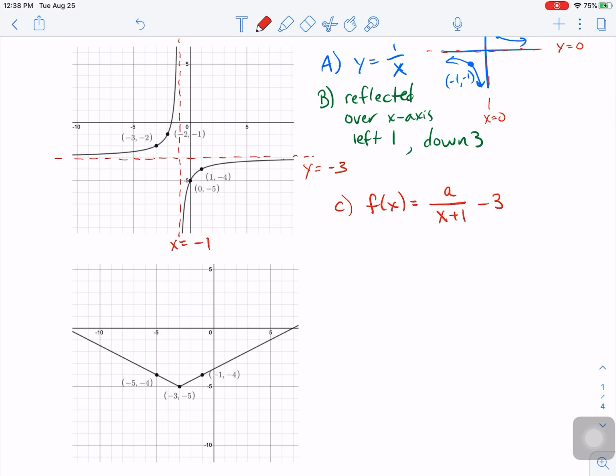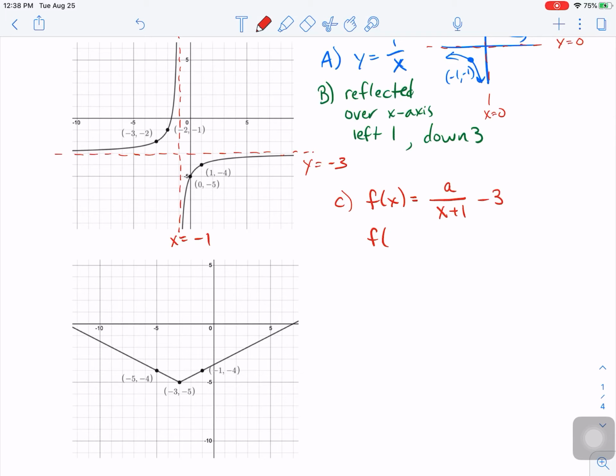What I'm going to do is plug in a different point. Let's do f of 0. Is that a good choice? Yeah, I think so. So we're about to find out. F of 0 would be equal to a over 0 plus 1 minus 3. Well, f of 0 right here is the point 0, -5, and so that's going to be equal to -5.